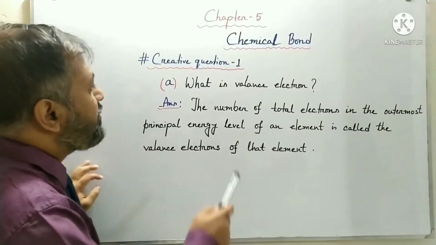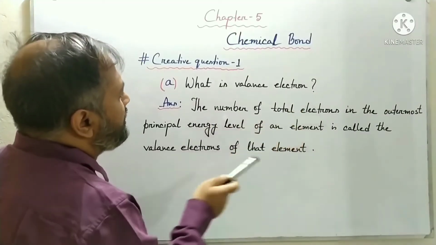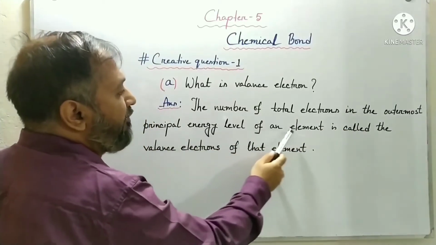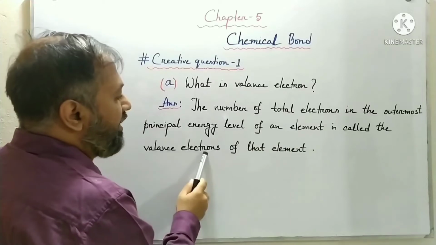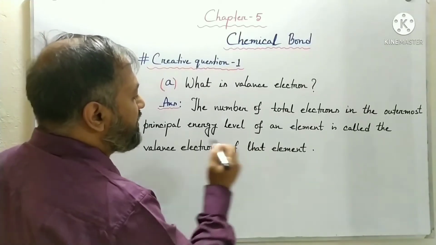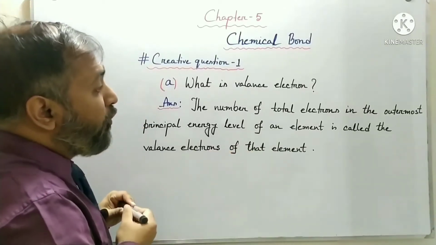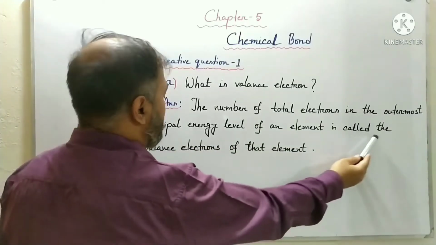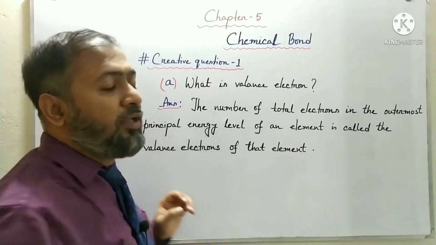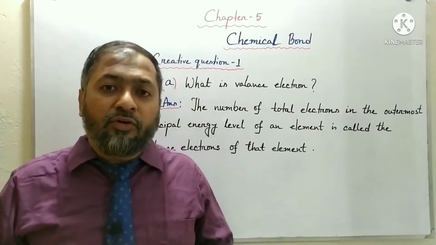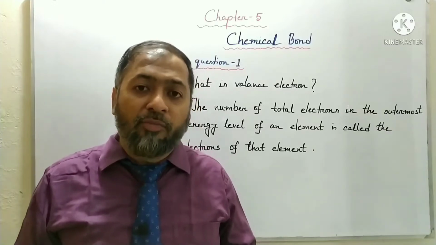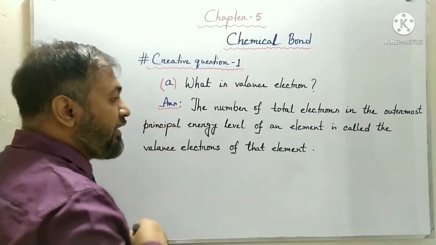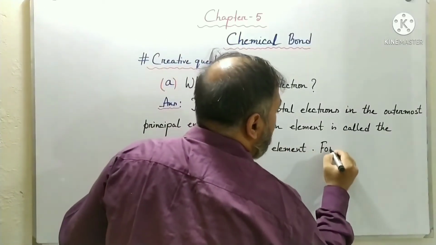Let's come to the first question. What is valence electron? The number of total electrons in the outermost principal energy level of an element is called the valence electrons of that element. So I repeat once again. The number of total electrons in the outermost principal energy level of an element is called the valence electrons of that element. So when we go through the electronic configuration of an element, we will find out how many electrons are present in the outermost principal energy shell. So I'm going to show you some examples.